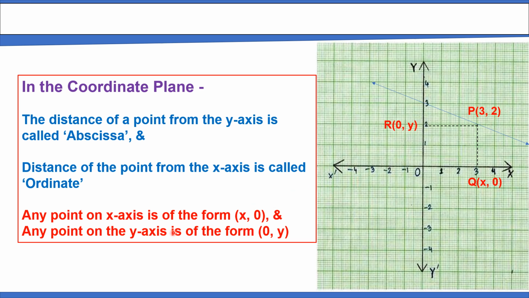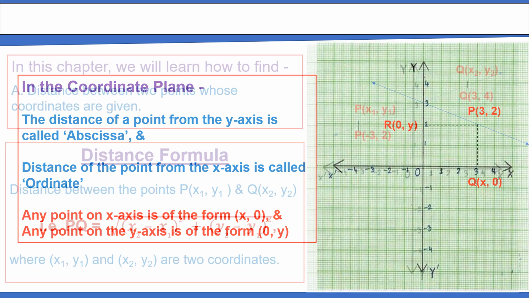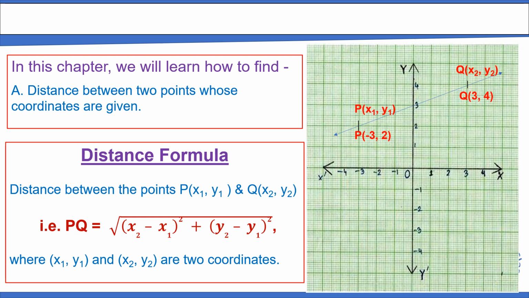Now another thing, any point on the x-axis is of the form (x, 0), and any point on the y-axis is of the form (0, y). This once again I discussed in the chapter linear equations in two variables also. In this chapter we will be doing sums based on two formulae, the distance formula and the section formula. The first one is for finding the distance between 2 points in a coordinate plane.